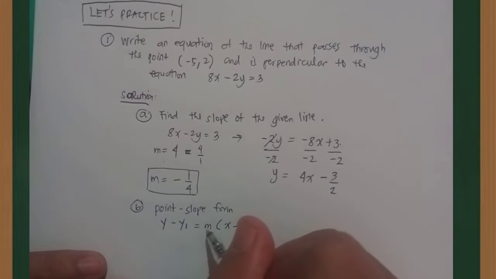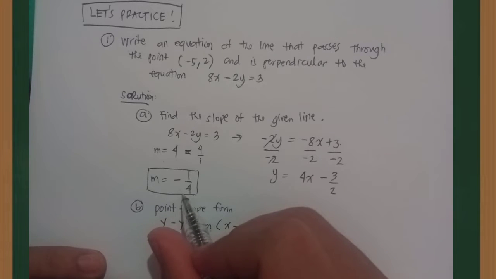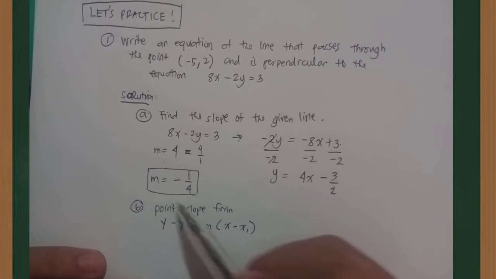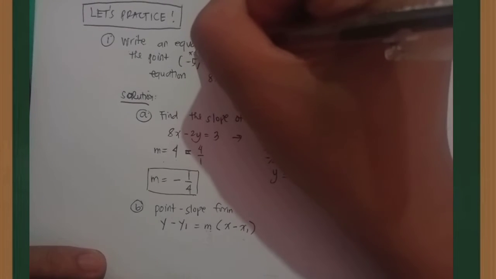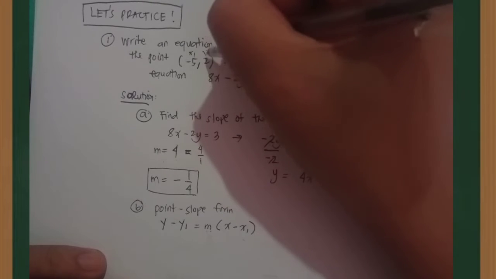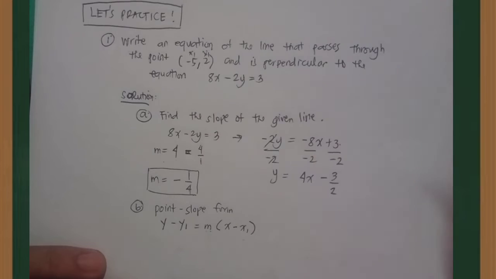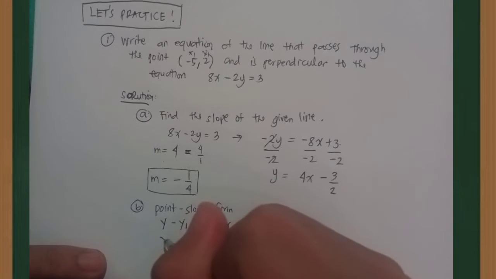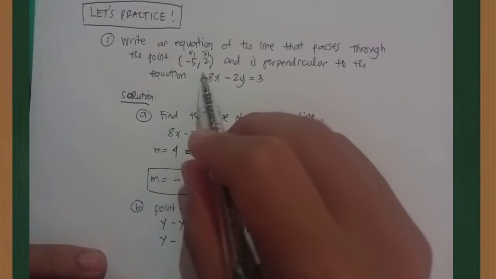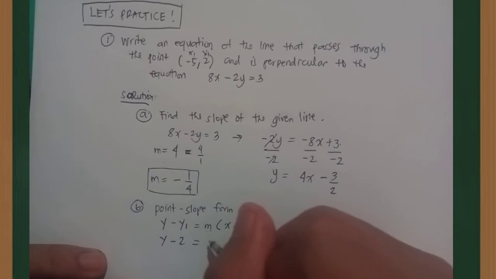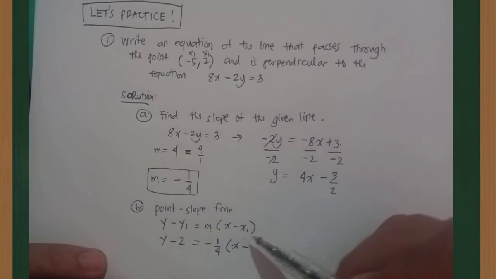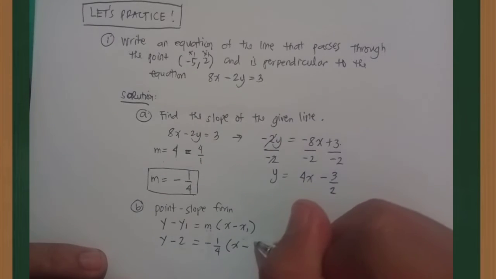The slope we will use here is the negative reciprocal. Did you get me? The y sub 1 and x sub 1 come from the given point. So negative 5 is our x sub 1, and y sub 1 is positive 2. Now we have our data, so we substitute into the formula. Y minus y sub 1, where y sub 1 is 2, equals the slope, which is the negative reciprocal, negative 1/4 times the quantity of x minus x sub 1, which is negative 5, so x minus negative 5.